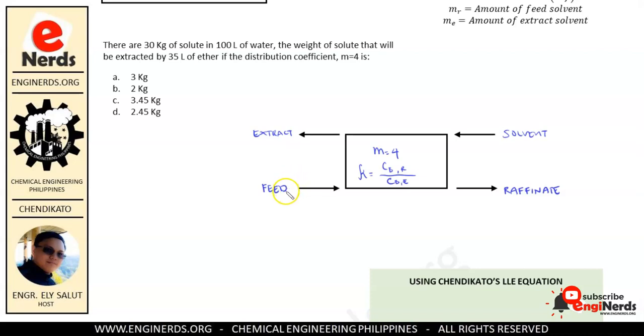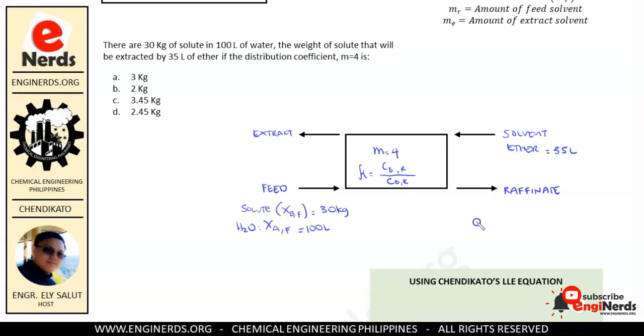So, as per our problem, we have 30 kg of solute in 100 liters of water. So, that will be our feed. So, we have here the solute, which is our XB in our feed, is equal to 30 kg. And we have here our solvent, which is our XAF. And this is equal to 100 liters. Well, this is water, okay? And then, ang ginamit natin extract solvent is yung ether, which is equal to 35 liters.